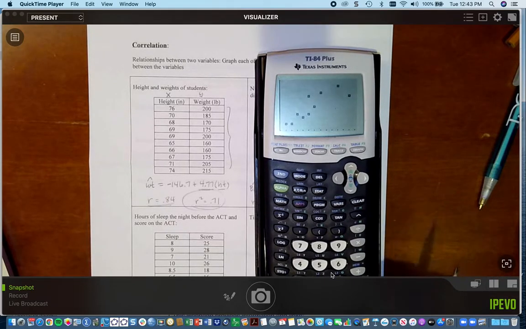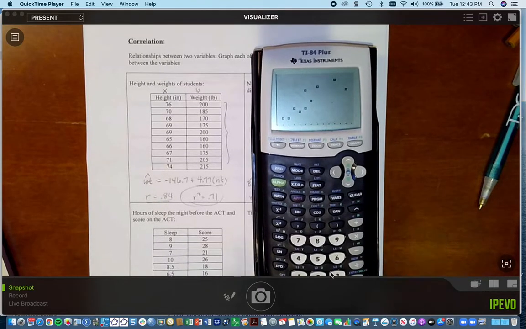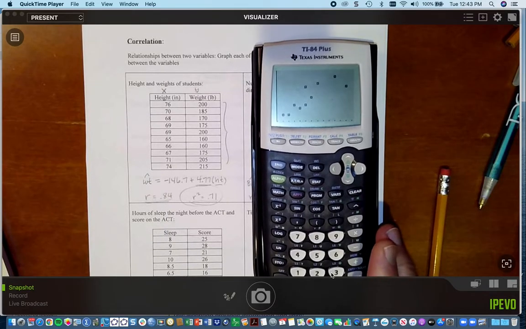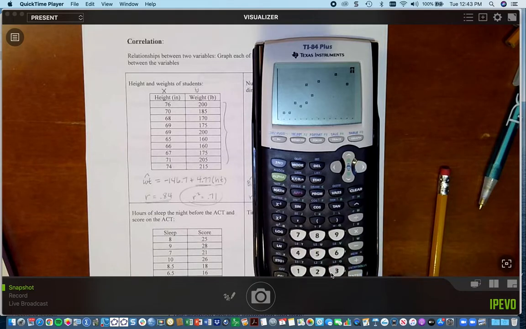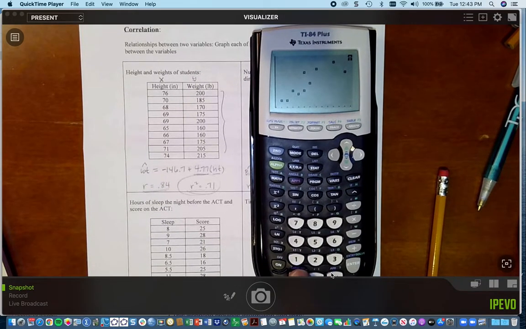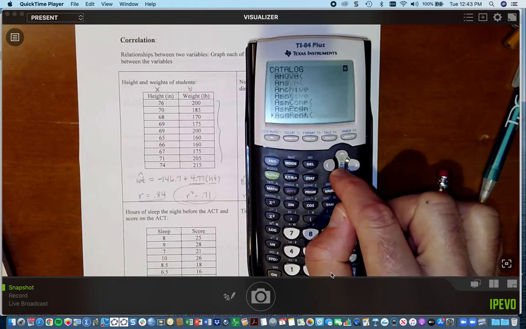Right? And then what we did in class was we wanted to be able to come up with this least squares regression line. All right, so again, if you don't have the r and the r squared displayed on the screen today, and if maybe you got behind, I'm going to press second, and then the 0 key is the catalog, and I'm going to arrow down to diagnostic on.